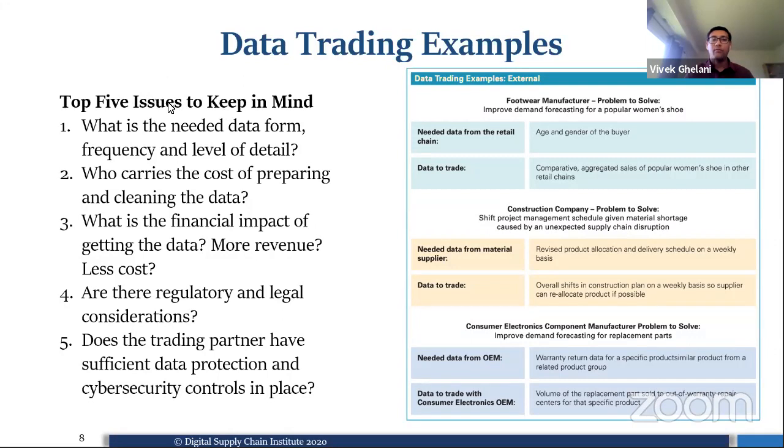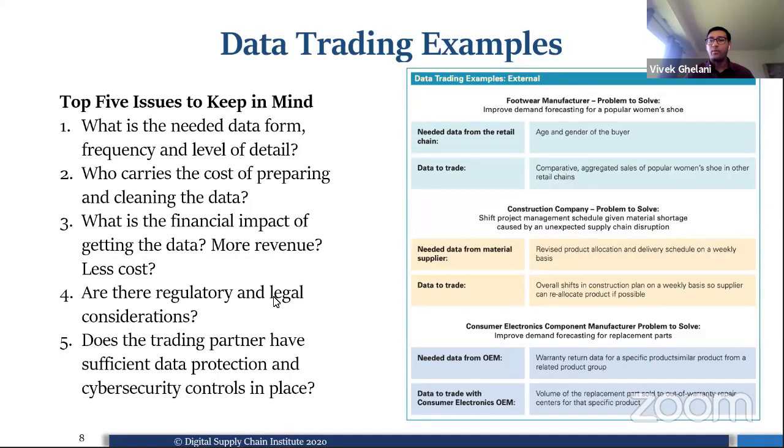So I think the top 5 issues to keep in mind when you look at data trading are: what the data is needed for, the frequency and level of detail that you want, who carries the cost of preparing and pinning the data, and what the financial impact of getting the data is. And for this, we have created a data trading simulation for our members, so they can go through this simulation and see if they can actually get the value out of the data they need. Are there any regulatory or legal considerations?